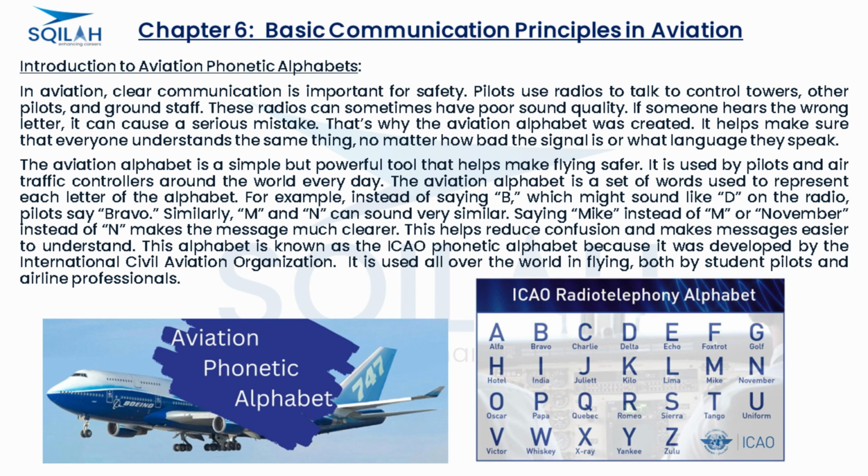Similarly, M and N can sound very similar. Saying Mike instead of M or November instead of N makes the message much clearer. This helps reduce confusion and makes messages easier to understand. This alphabet is known as the ICAO phonetic alphabet because it was developed by the International Civil Aviation Organization. It is used all over the world in flying, both by student pilots and airline professionals.